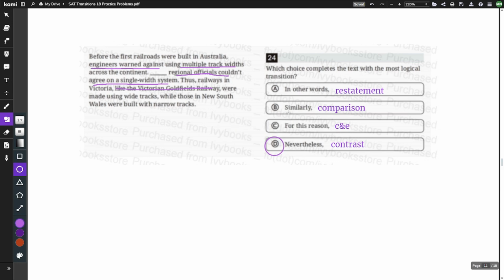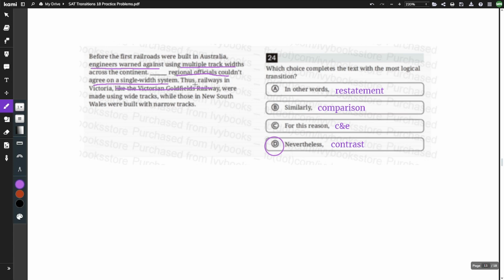Let's just look at our other answer choices. Okay, it's not restating something. It's saying the exact opposite thing. If anything, it's not similarly. Once again, it's the exact opposite thing, and it's not cause and effect. These guys are saying don't use multiple track widths, so you would expect the regional officials to say, hey, look, I won't use multiple track widths. That would be cause and effect. But no, they're doing the exact opposite. Why are they being like that? I trust the engineers. Okay, that's a little off topic, but our answer is D.